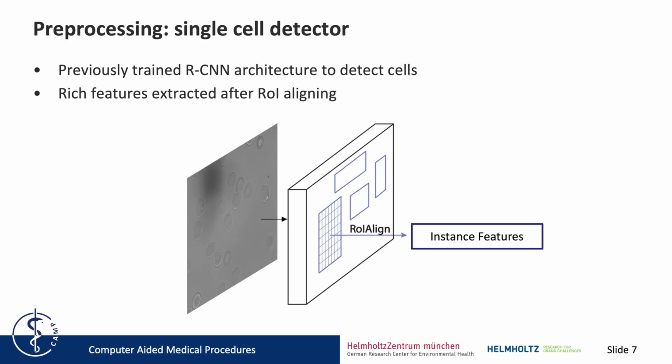For pre-processing, we decided to use an RCNN architecture to detect the cells. Rich features extracted after region of interest aligning are used as an input to our model. We trained this part on a previously annotated segmentation dataset, and we are using it for single-cell detection.